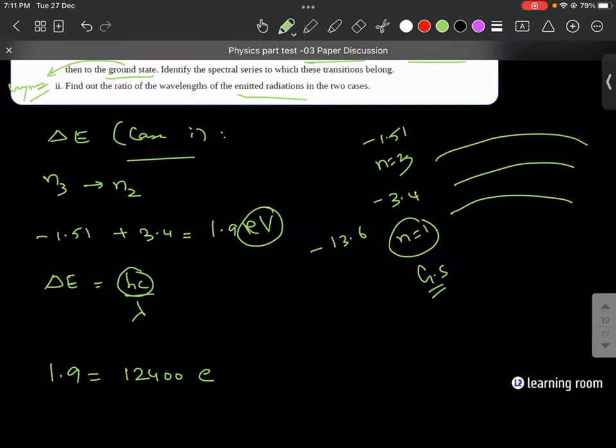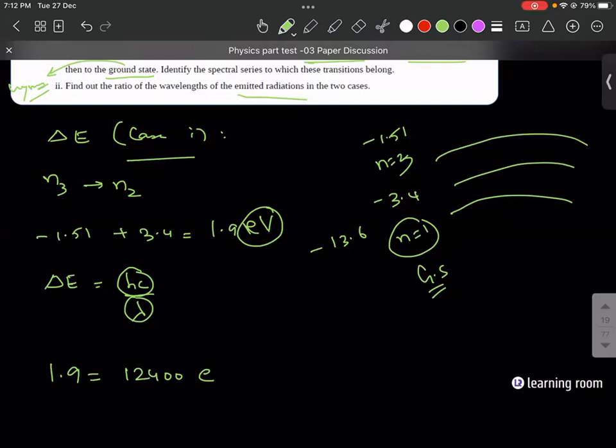When you're using the word difference, you can ask me, sir, why did you find the difference? Because I wanted to find the wavelength. If I know the difference, however it is going to be, I'm going to write the energy only in terms of positive value because wavelength can't be negative. Yes, sir. That is the reason I found the difference.